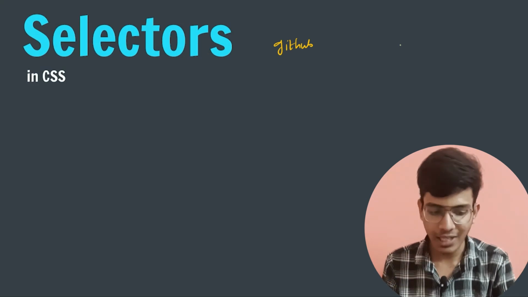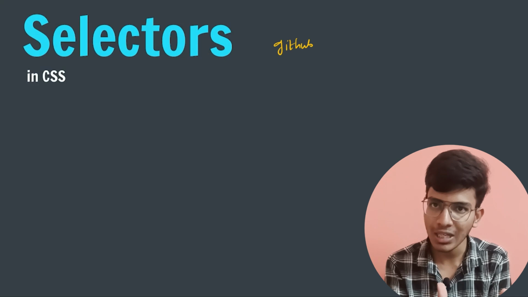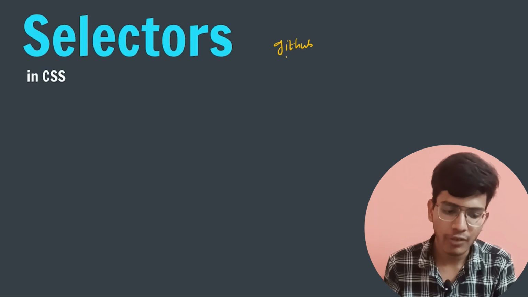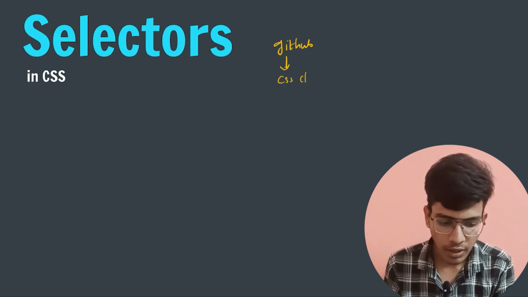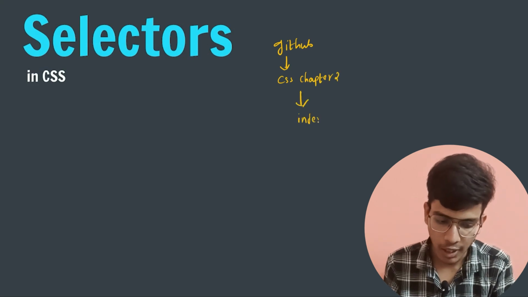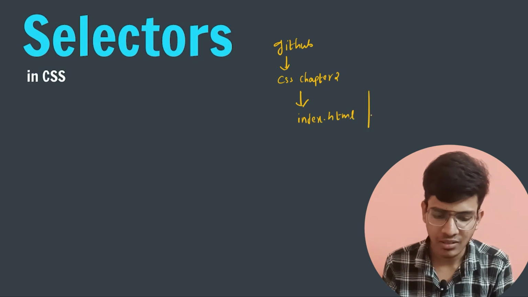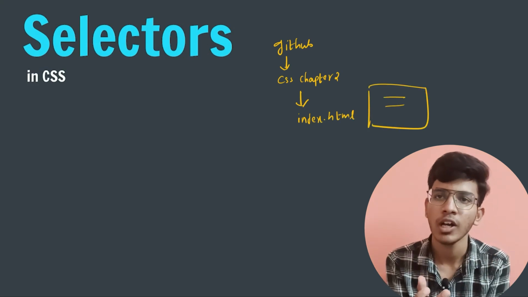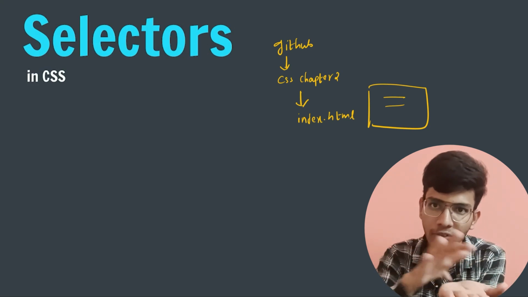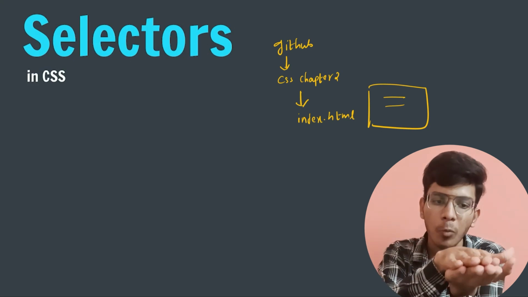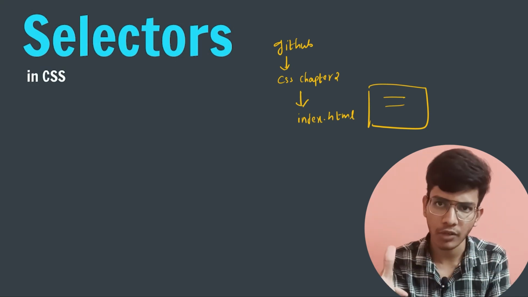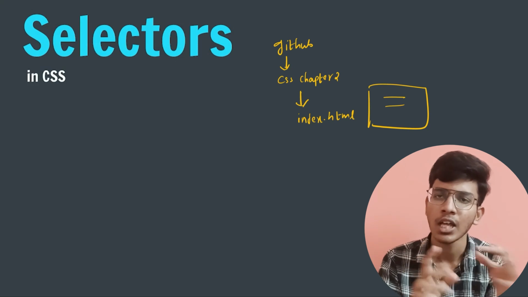Now after creating the GitHub account, go to the link which I have provided in the comment section. When you go to the link, you will see a folder called CSS chapter 2, and in that you will find a file called index.html, and in that file you will see a structure code which I have used as a sample file. On this sample file I am trying to apply whatever concepts we have learned. In selectors we are going to talk about different concepts like class selector, ID selector.